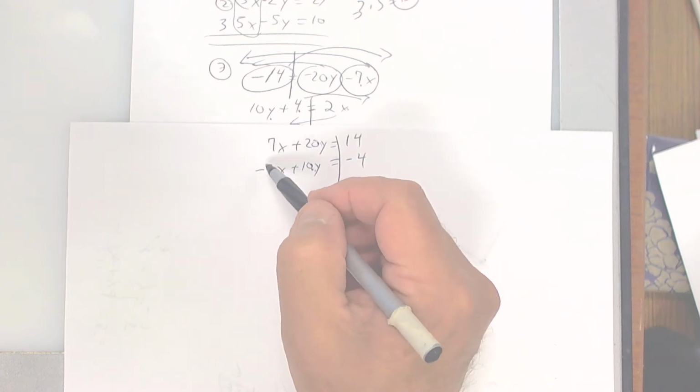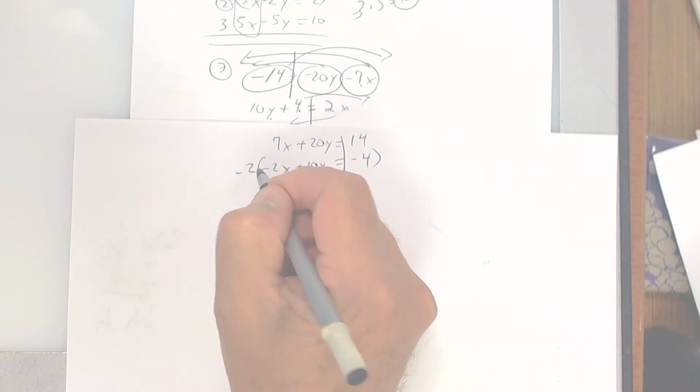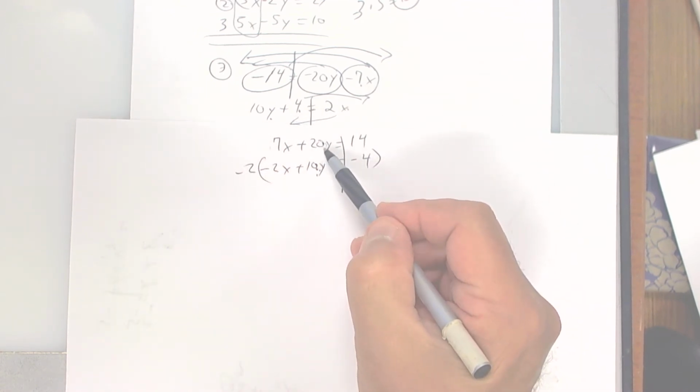You could do those, but then you got to do both of them. So I would multiply this by a negative 2, and that's going to give you a negative 20, which is going to cancel there. All right, so your work for today is right here.